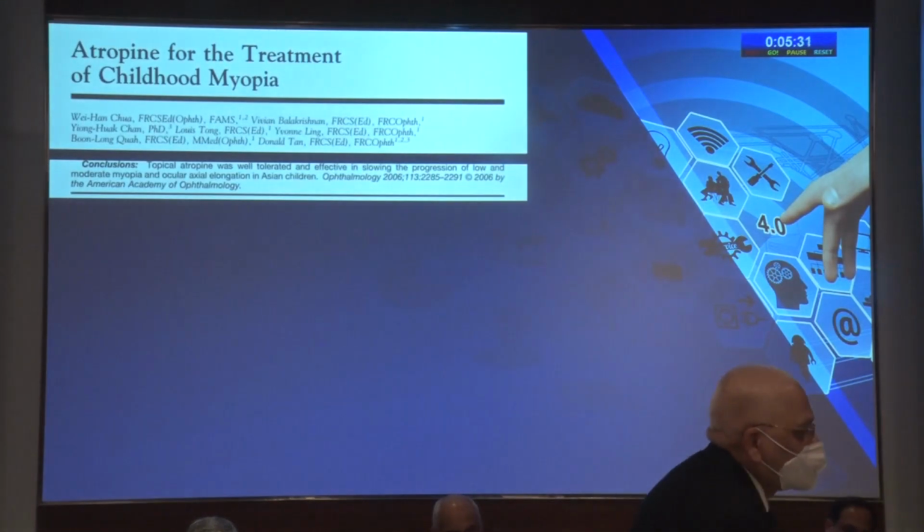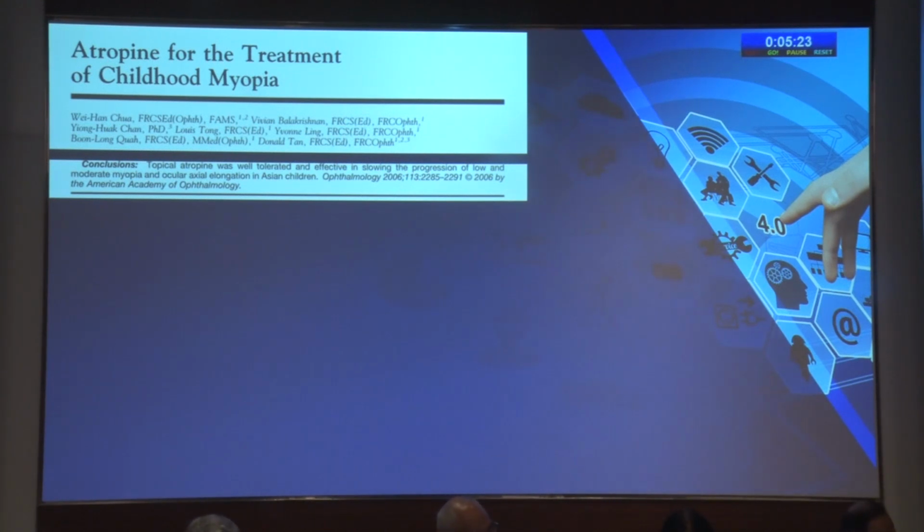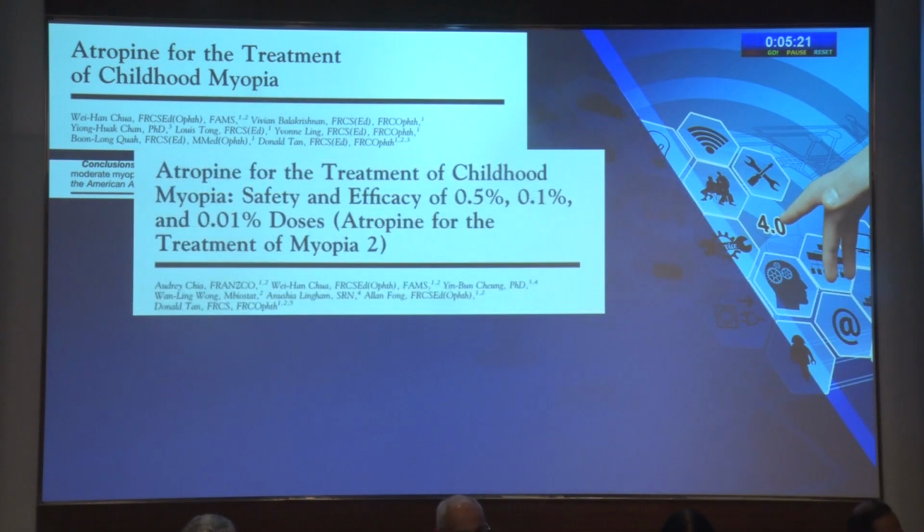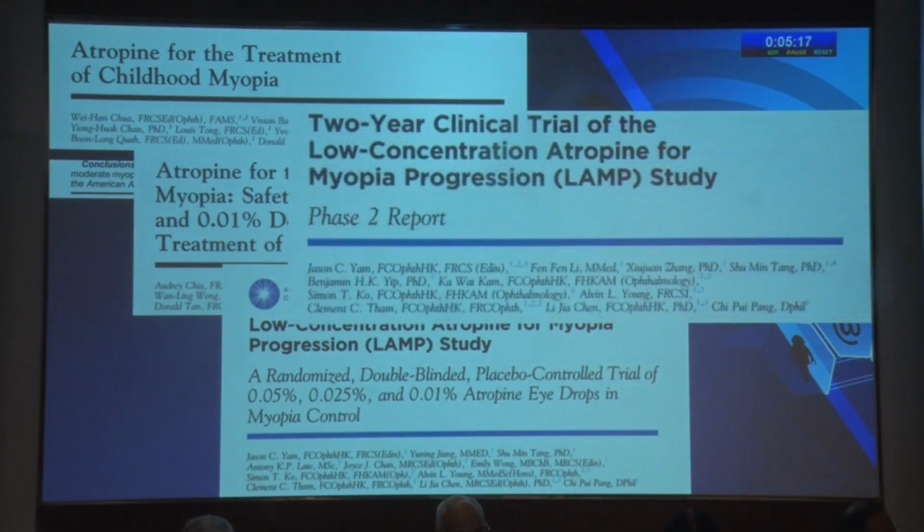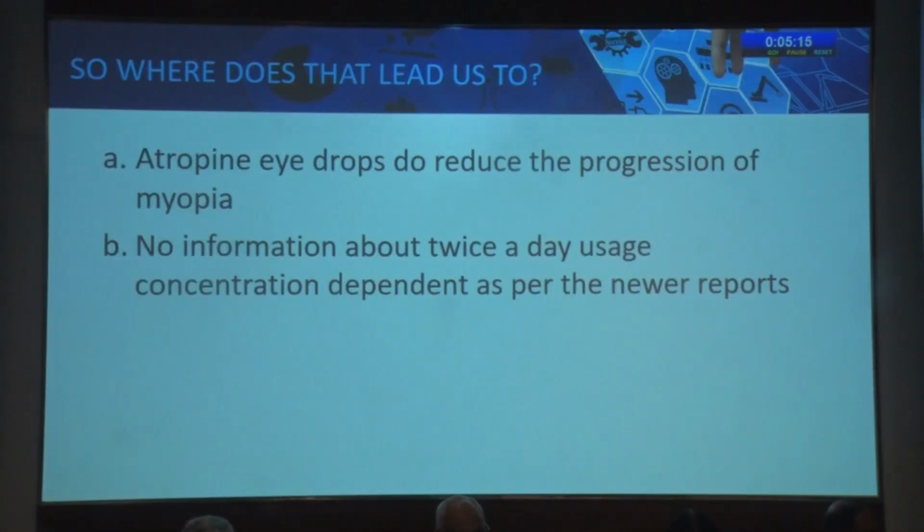We all know that atropine has been used for myopia. Atropine 1% works wonders, but because of its side effects and potential adverse effects, it is not frequently used. Then came the ATOM 2, LAMP 1 and LAMP 2 trials. All these trials set a key message that atropine eye drops do reduce the progression of myopia. However, there is no information on what happens when the patient is a non-responder.